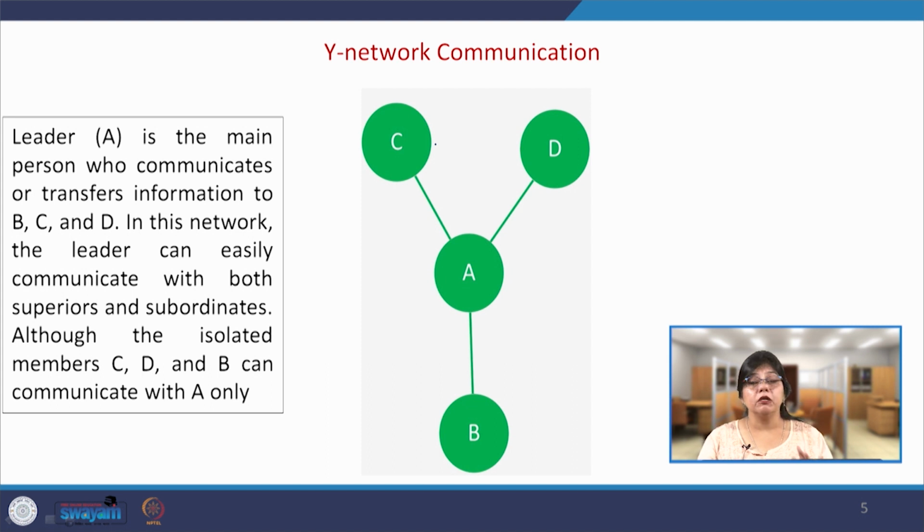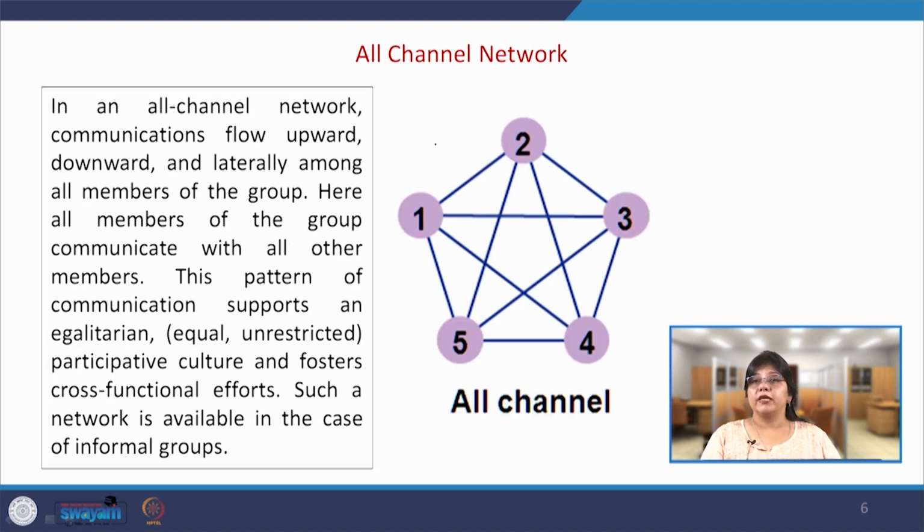But these are the general patterns of how information flows within an organization from one point to another, where every member is engaged, but with different network patterns. And the other is the all channel network. In an all channel network, communication flows upward, downward and laterally among all the members of the group. Here there is no authority that is being assigned. In fact, in this kind of network, all members are approachable diagonally, downward or laterally, and each member shares information as per their requirement.